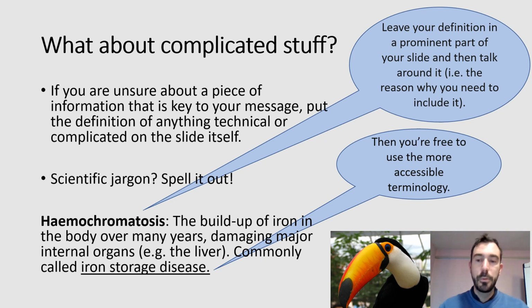So in this example, here is a picture of a toucan, a bird kept in captivity that often suffers from an illness called iron storage disease. The medical or veterinary term for iron storage disease is hemochromatosis. That's very technical. So I have given the technical term in bold, I've given a brief description of the term, and then I've provided the colloquial or common name for the veterinary term. So I can then be accessible and refer back to iron storage disease, but my audience will know that I actually mean hemochromatosis.